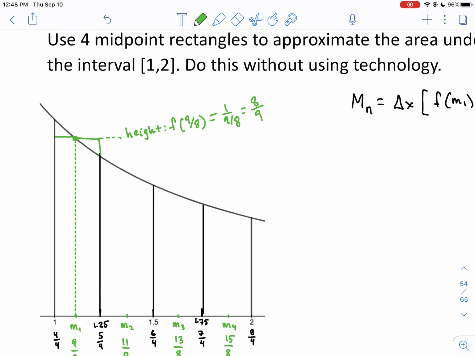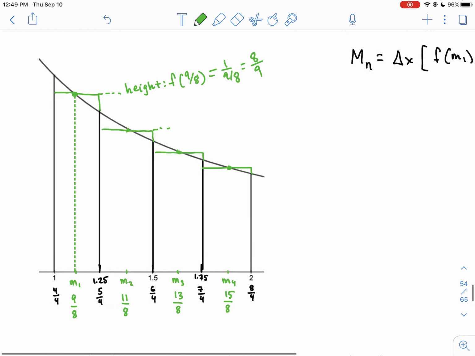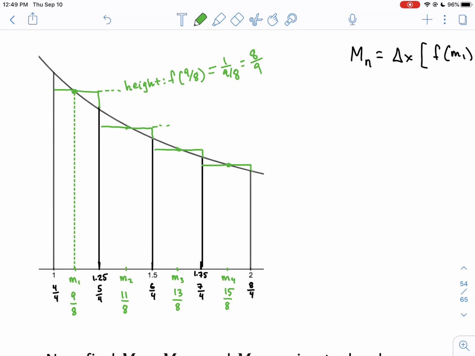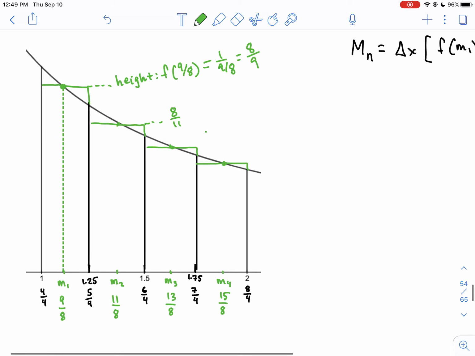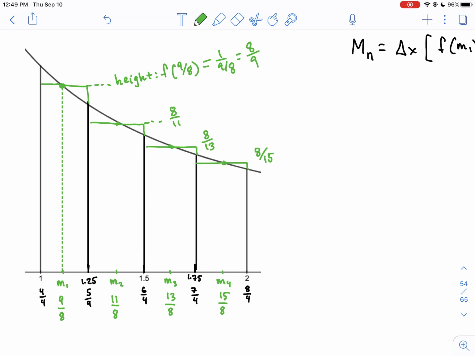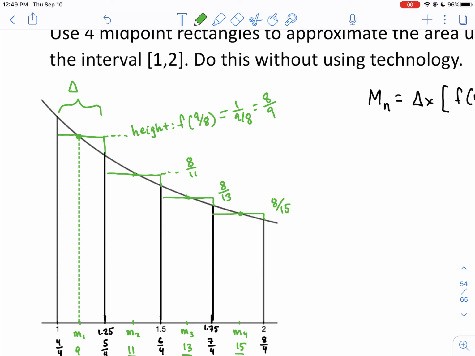All right, then if you were to repeat this process, you're going to get a bunch of different heights. The height of the second rectangle will be found by doing f of 11/8, which will give us 8/11. The next height will be f of 13/8, which will give us 8/13. And the final height will give us the reciprocal of 15/8, which is 8/15. These are the 4 heights of the 4 rectangles. And the width of each one is delta x. And delta x is going to be a quarter.